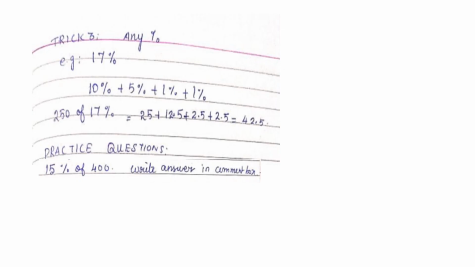Next one, any percentage. So for example, if you take 17%, 17% means we have to split it 10%, 5%, 1 and 1 according to that question. So here given 250 of 17% means already you know that 10% is 25, 5% is 12.5, 1% is 2.5 and again 1% is 2.5. If you add, 250 of 17%, that answer is 42.5 will come easily.